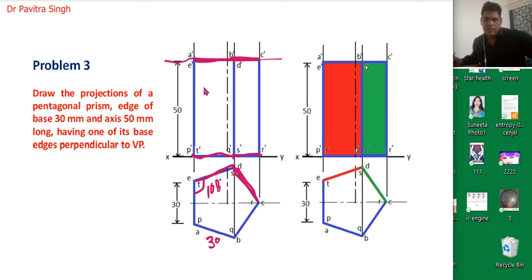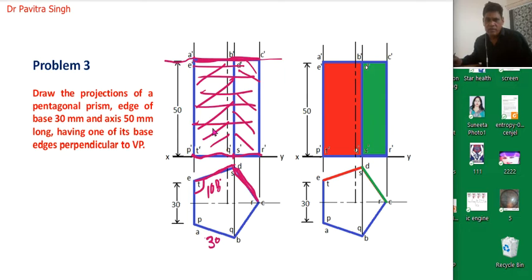So this is the surface when we are looking from the front, and this surface will be this one. Okay, so we can see only two surfaces from the front side, and the remaining three surfaces will be on the back side. So actually this is the front view of this prism.